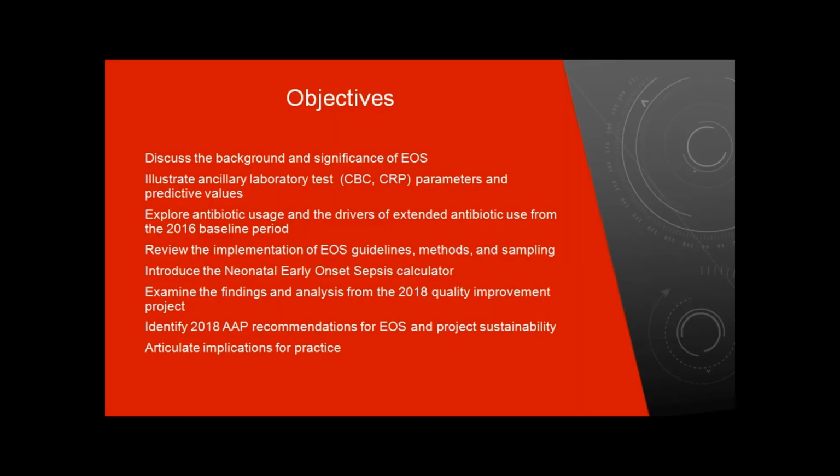And so the objectives, we're going to look at the background and significance of EOS. We're going to look at ancillary lab tests and predictive values. We're going to explore our baseline data that we collected in 2016. We're going to review the implementation of the new guidelines that we set forth, introduce the neonatal early onset sepsis calculator, examine the findings from the quality improvement project, and then we're going to identify those AAP recommendations and some implications for practice.